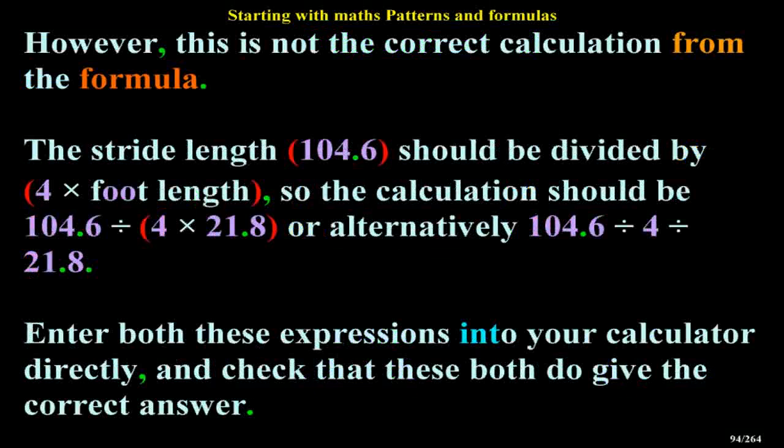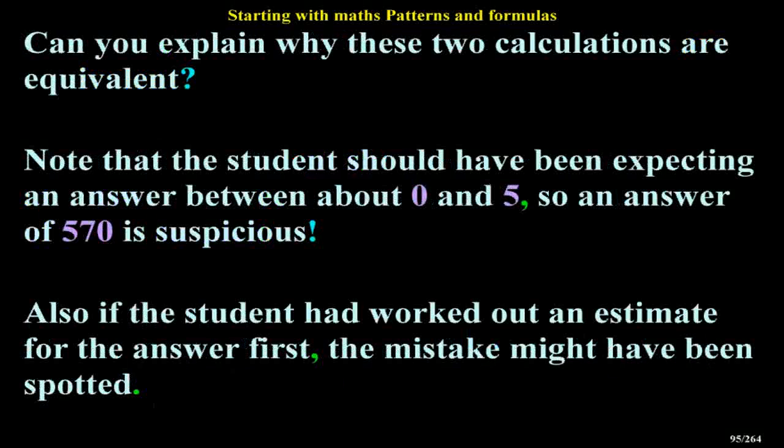The stride length 104.6 should be divided by 4 times the foot length, so the calculation should be 104.6 divided by (4 times 21.8), or alternatively 104.6 divided by 4, divided by 21.8. Enter both these expressions into your calculator directly, and check that these both do give the correct answer. Can you explain why these two calculations are equivalent?